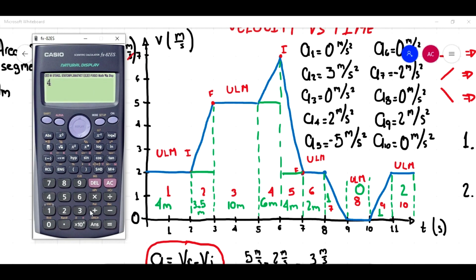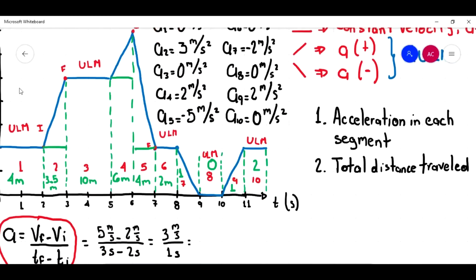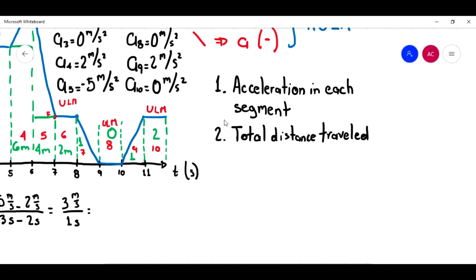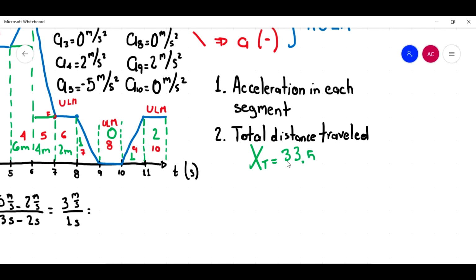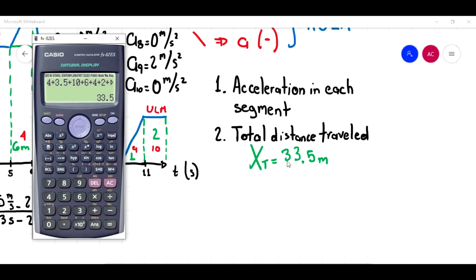Okay, the last thing that I'm going to do is add them all. So it's going to be 4 plus 3.5 plus 10 plus 6 plus 4 plus 2 plus 1 plus 0, I'm not going to write it, plus 1 and plus 2 equals how much? 33.5 meters. Total distance traveled equals 33.5 meters. Remember that distance is not a vector, it's a scalar, so the only thing that I care about is its magnitude.